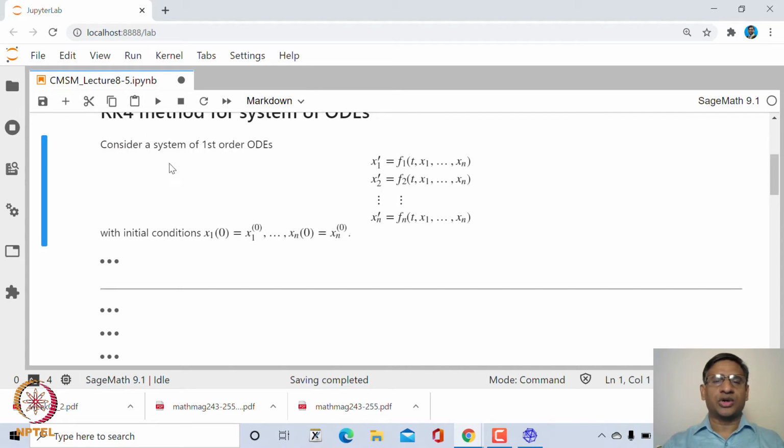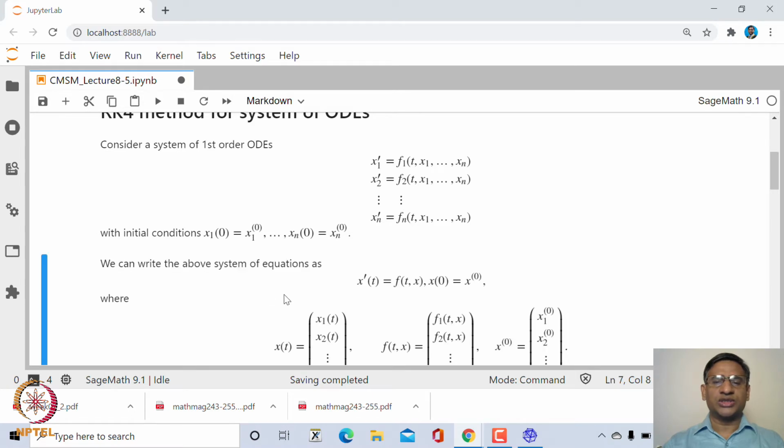We want to solve a system of first order ODEs of this form. So, what are these equations? x1 dash is equal to F1 of t, x1, x2, ..., xn; x2 dash is F2 of t, x1, x2, ..., xn; and xn dash is Fn of t, x1, x2, ..., xn, and this F1, F2, ..., Fn need not be linear functions. And with the initial condition x1 at 0 is x1 0, and so on.